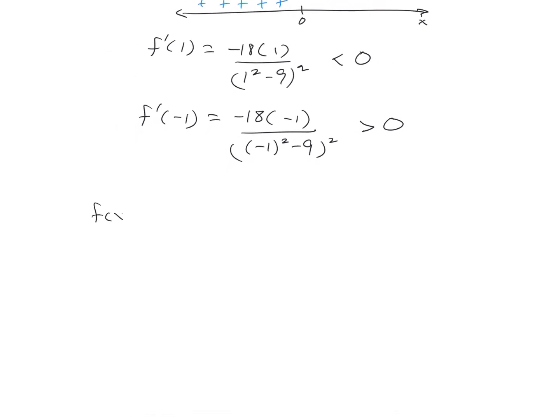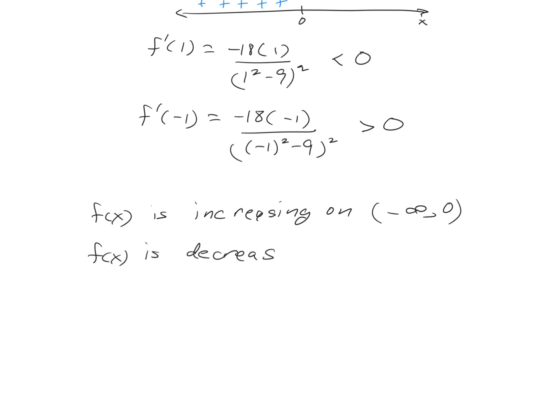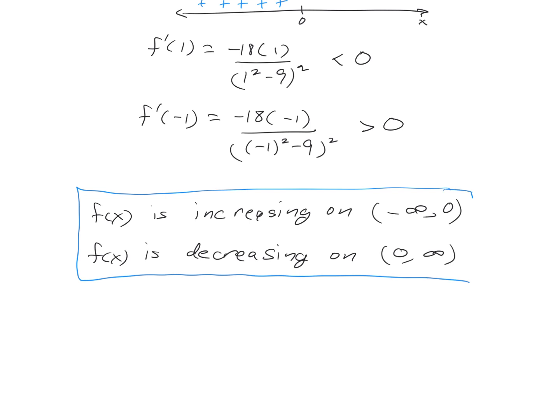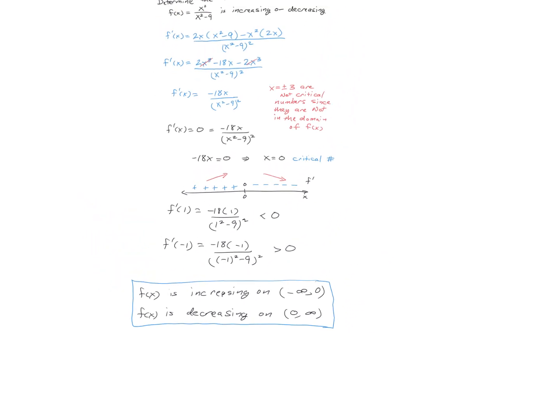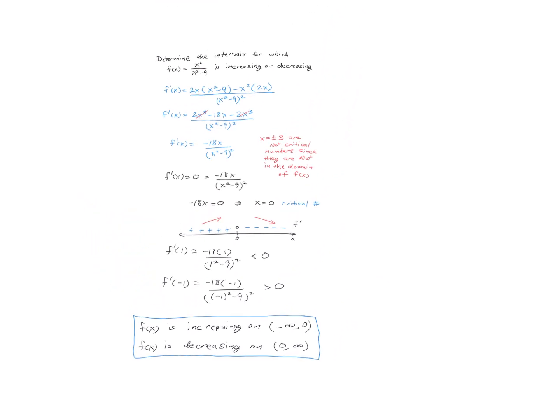So f of x is increasing on the interval from negative infinity to 0, and f of x is decreasing on the interval from 0 to positive infinity. And again, we did this by finding the critical numbers, plotting them on a number line, and then testing out the sign on different sides of those critical numbers. And it always starts off with a correctly found derivative.